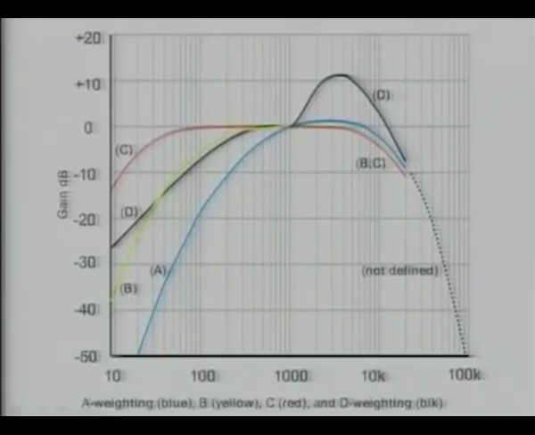You also see that there is this D weighting level, which is in black, and what this is for is that if you have a random noise where noise is at all frequencies, then the loudness perception of that random noise is different than the noise which is around 6 kilohertz.